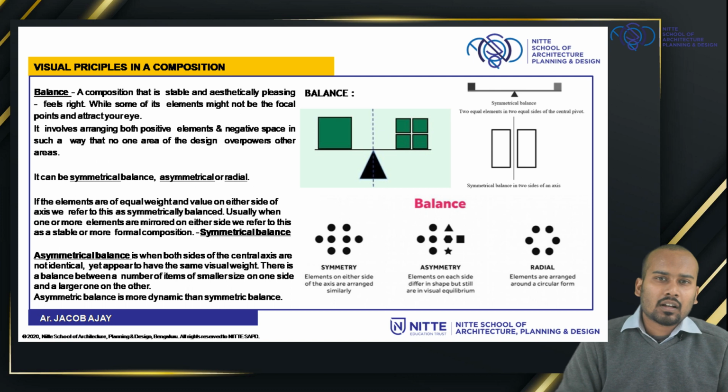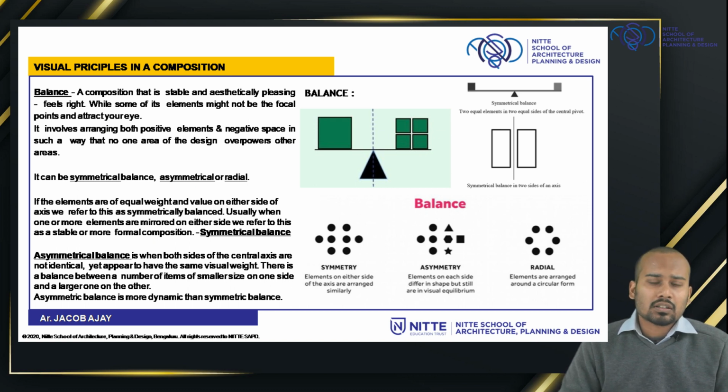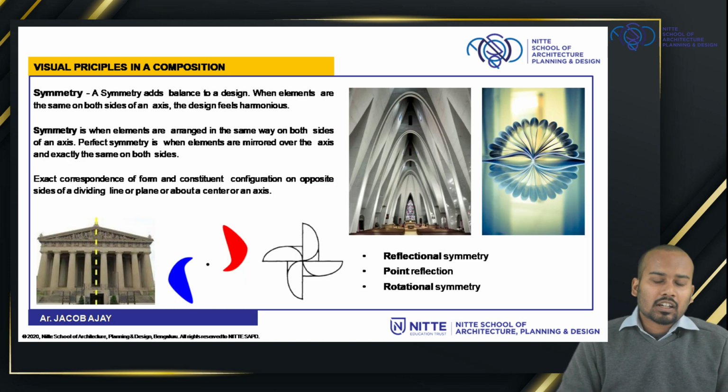What is symmetry? Symmetry adds balance to a design. When elements are the same on both sides of an axis, the design just feels harmonious. So perfect symmetry is where the elements are mirrored on both sides of an axis, giving a perfect unity on both sides. Symmetry can be of three types. The one is reflectional symmetry, the other one is point reflection, the other one is rotational symmetry.